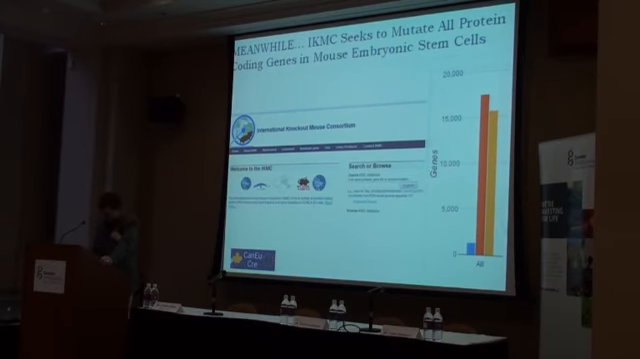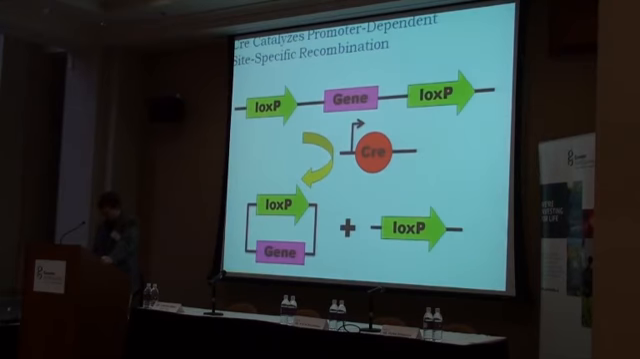And so up till now, they're coming up to the point where they have about 20,000 genes with these sequences in place that would allow those genes to be knocked out. But in order to knock them out, they need this CRE enzyme to be turned on in the organism.